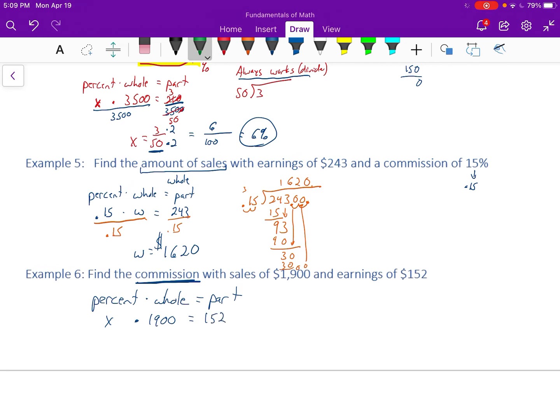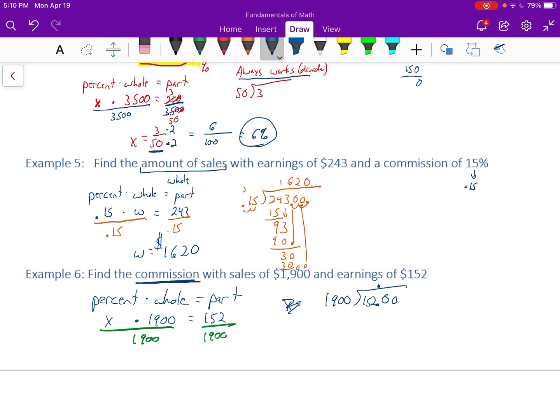Once again, the way that we solve this is we divide both sides by 1,900. And we get X equals, we have to do the division first, 1,900 into 152. 1,900 does not go into 152, so we need to add a 0. 1,900 does not go into 1,520, so we have to add another 0.